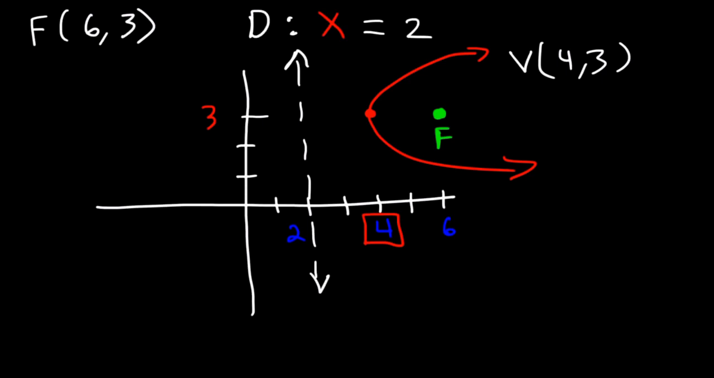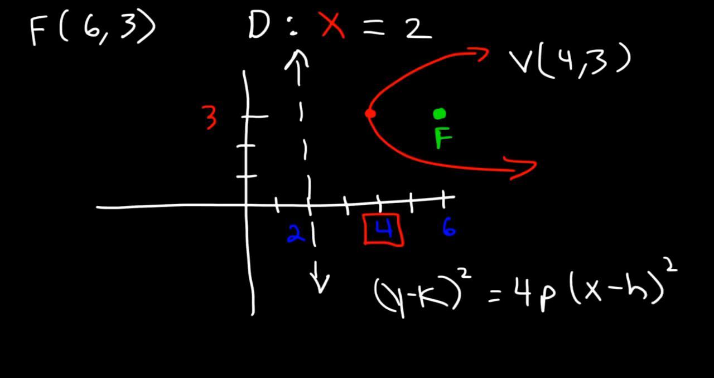Now, what equation do we need? What formula do we need for this type of graph? Anytime it opens to the left or to the right, the y part of the equation is squared. So it's going to be (y minus k) squared equals 4p times (x minus h). Now, because it opens towards the right, p is positive. So what is p? P is the difference between the focus and the vertex. So it's 6 minus 4, so therefore p is equal to 2.